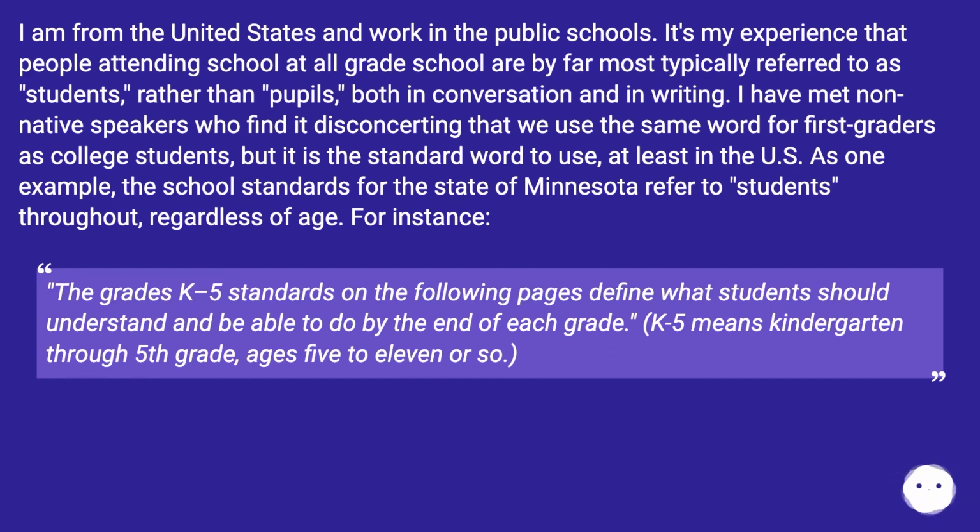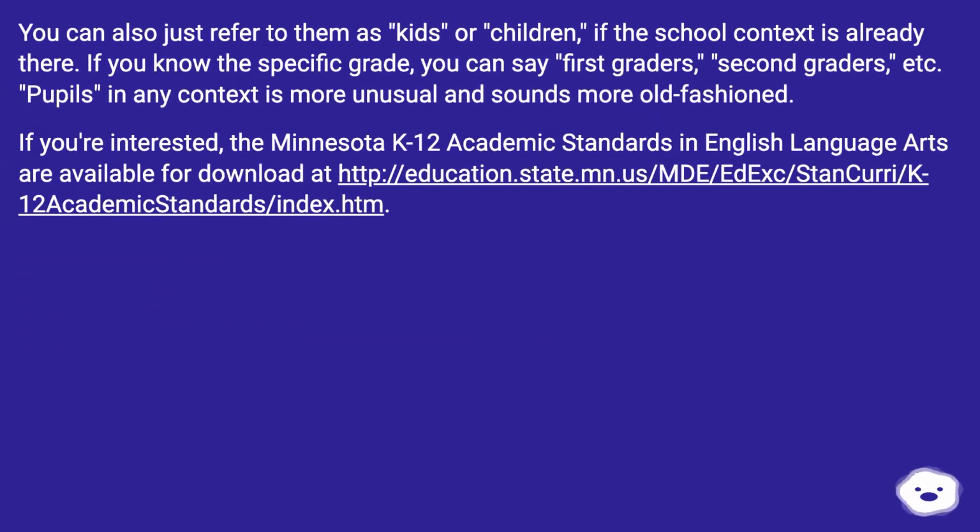As one example, the school standards for the state of Minnesota refer to students throughout, regardless of age. For instance, the grades K-5 standards on the following pages define what students should understand and be able to do by the end of each grade. K-5 means kindergarten through 5th grade, ages 5 to 11 or so. You can also just refer to them as kids or children, if the school context is already there. If you know the specific grade, you can say first graders, second graders, etc. Pupils in any context is more unusual and sounds more old-fashioned. If you're interested, the Minnesota K-12 Academic Standards in English Language Arts are available for download at this URL.